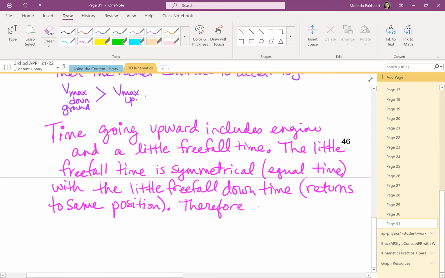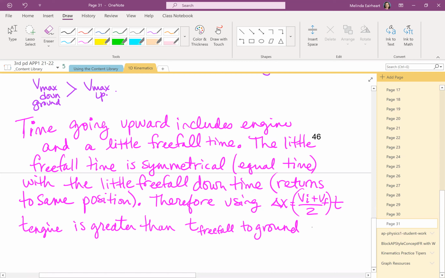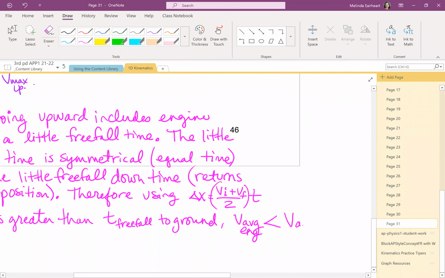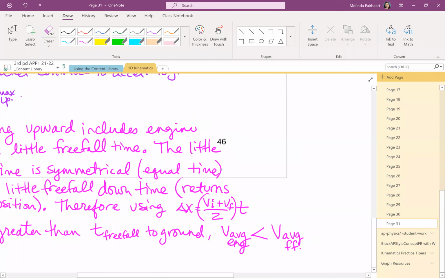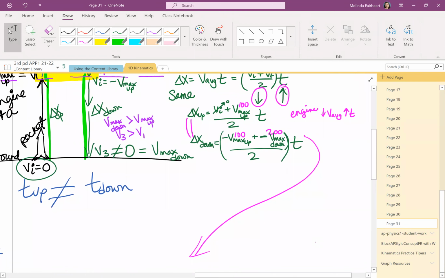Therefore, using delta x equals VI plus VF over 2, all times time, the time with the engine is greater than time in free fall to the ground, because the average velocity with the engine is less than the average velocity in free fall. And then if I had showed, I showed my math up above, so I'd either direct the greater with an arrow, or you can rewrite it down there, but we had done that right here. Does that kind of make sense, spirit of it all?